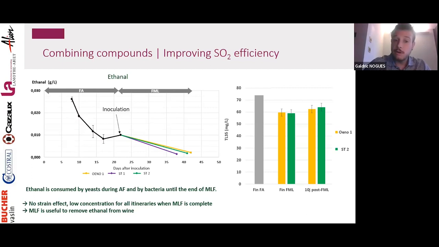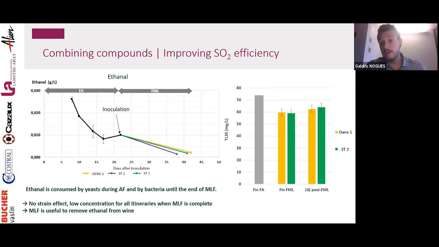But if you do malolactic fermentation, you will naturally eat this acetaldehyde and other compounds. And so you will reduce the amount of combining compounds that you have in the wine. You will end up with a wine which is more ready to accept SO2, and you will put a little bit less SO2 if your wine is free of combining compounds.